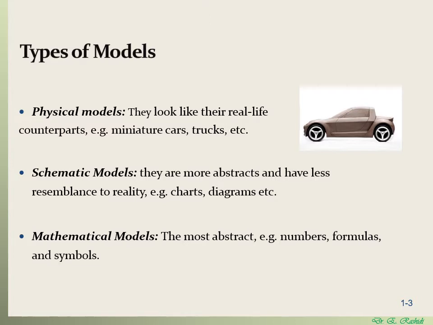Then there are schematic models. Schematic models are more abstract than the physical models. That means that they have less resemblance to the real life system that they represent. Examples of schematic models are charts, diagrams, graphs, etc. Then we have the mathematical models that are even more abstract than the schematic models. Mathematical models, as the name says, use numbers and formulas and symbols to represent a system.